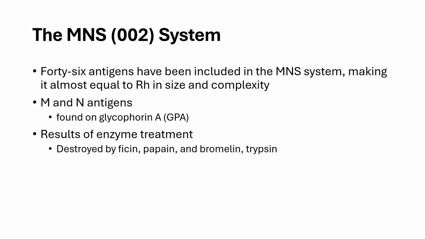The MNS blood group contains 46 antigens, nearly as many as the RH system. The M and N antigens are located on glycophorin A, and these antigens are destroyed by enzyme treatments such as ficin, papain, bromelain, and trypsin.